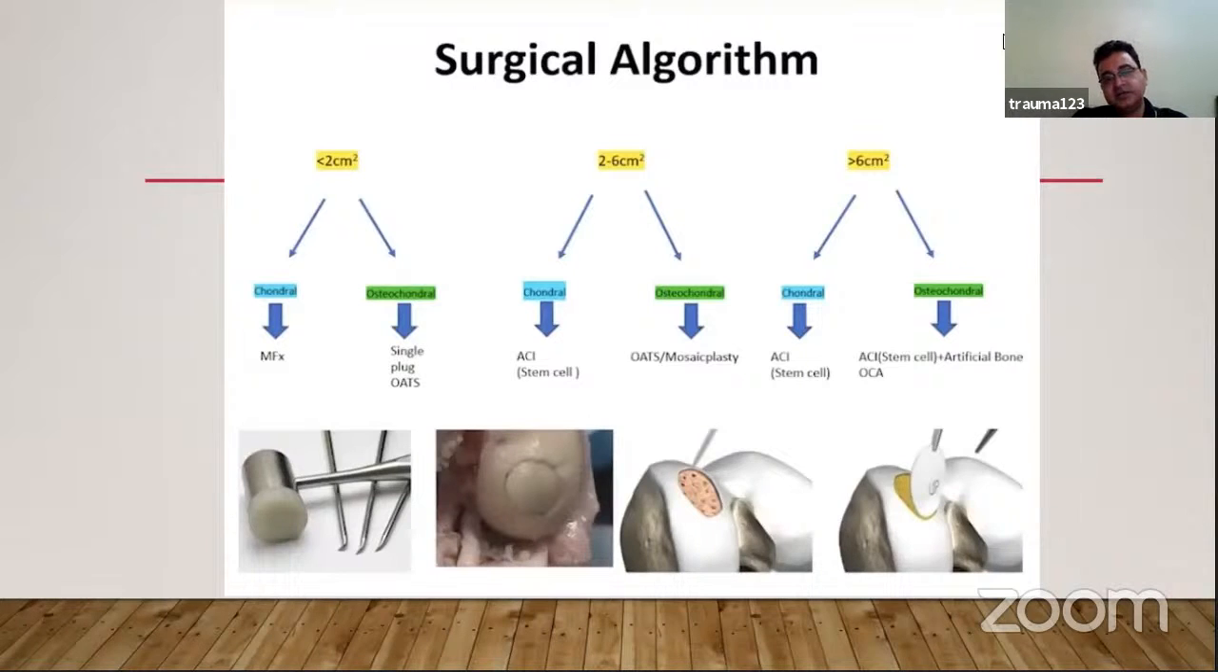When a lesion is 2 to 6 centimeters, meaning mid to large, then if it is chondral, go for ACI. And if it is osteochondral, go for OATS or mosaicplasty. Mosaicplasty means when you're using 2 or more than 2 plugs. If the lesion is very large, and if it is chondral, do an ACI. And if it is osteochondral, do an ACI or allograft, whichever is available.